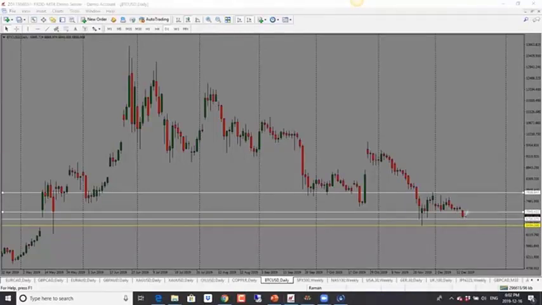6,500 is the target here. So this is the move I'm looking for. 6,500, which is the bottom of this level here, is the target. So bearish bias for Bitcoin.